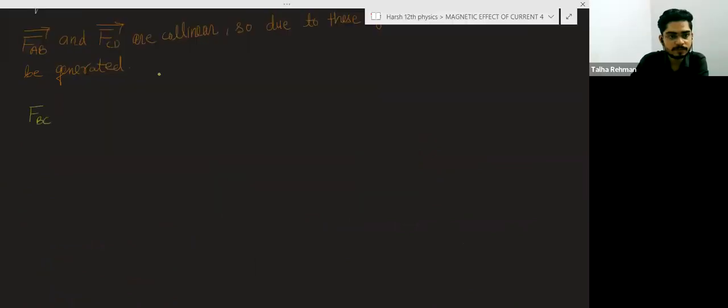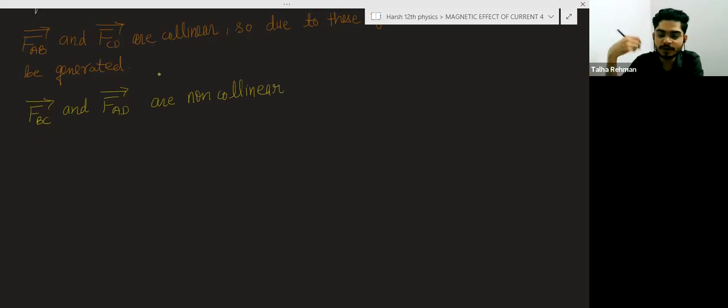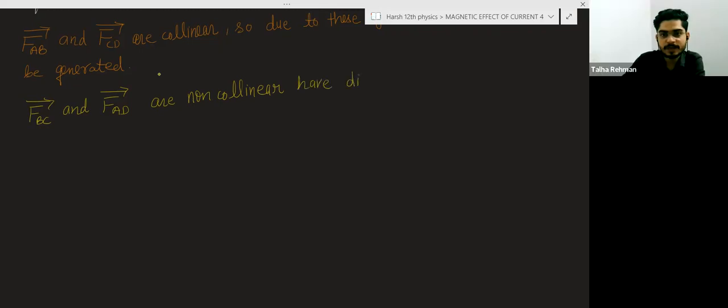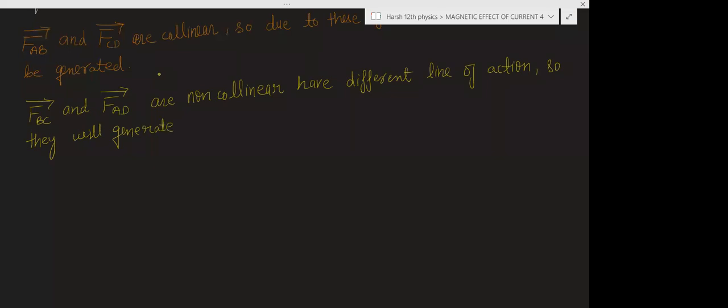FBC and FAD are non-collinear. Non-collinear means they do not have the same line of action; they have different lines of action. So they will generate torque.